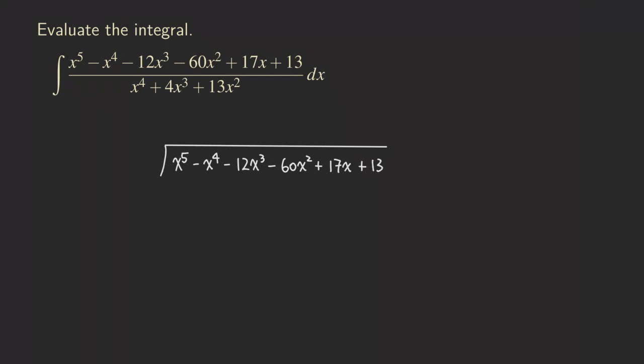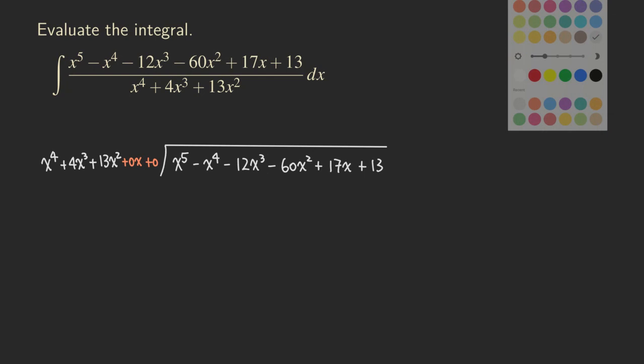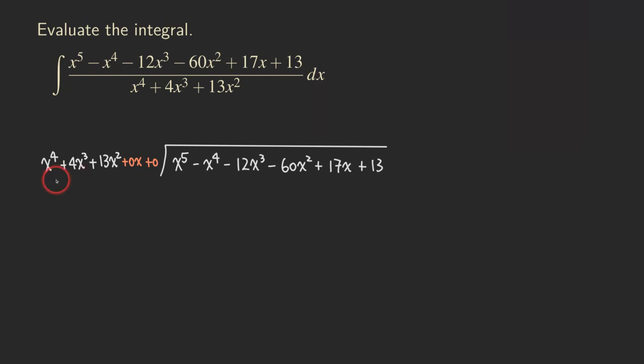Okay, and then we are going to put down the denominator here, which is the divisor. So we are going to get x to the 4th plus 4x cubed plus 13x squared. And now we should put in the placeholders, which would be 0x plus 0. Okay, so now we can start doing the long division. Let's count how many terms we have for the divisor, including the placeholders: 1, 2, 3, 4, 5. So we count 1, 2, 3, 4, 5, and then start putting the answer on top of the 17x.